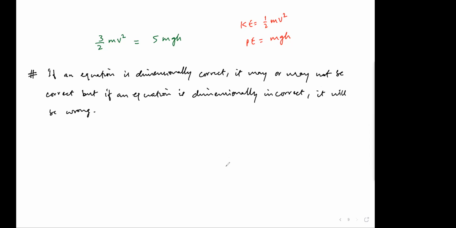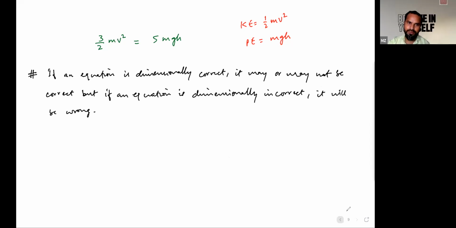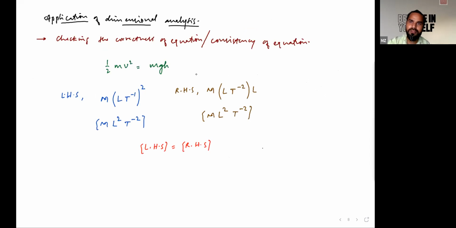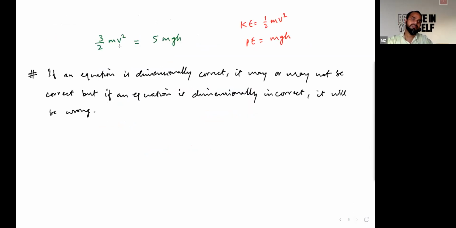Sir, sorry, how can it be that if an equation is dimensionally correct, it may or may not be correct? Suppose I have just defined this particular expression in the first part. On the basis of dimension, we have concluded the left hand side and right hand side are equal. And we all know kinetic energy equals half mv square, and potential energy equals mgh. But in this particular expression, kinetic energy is written as 3 by 2 and potential energy is written as 5 times mgh.